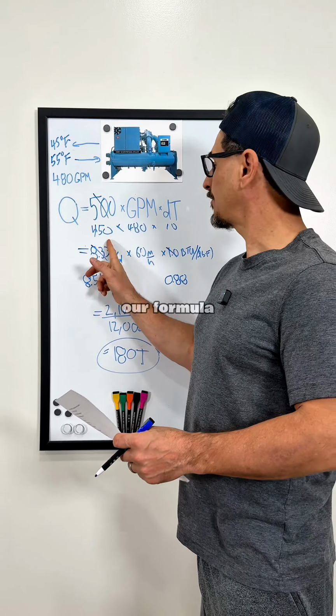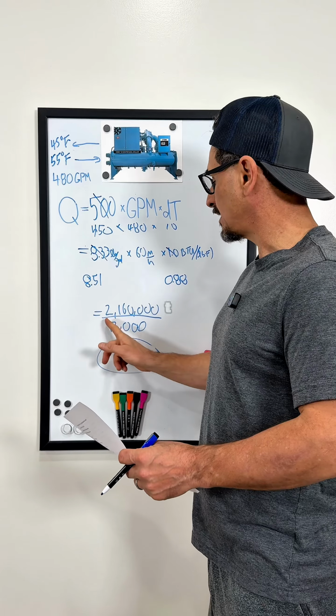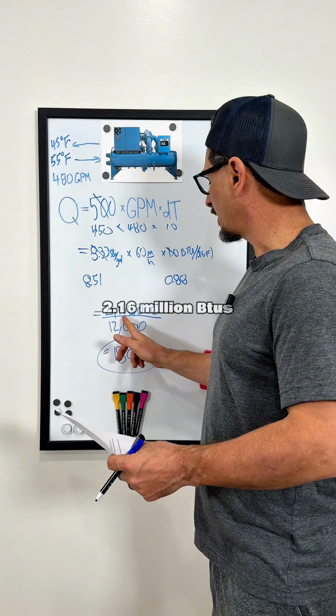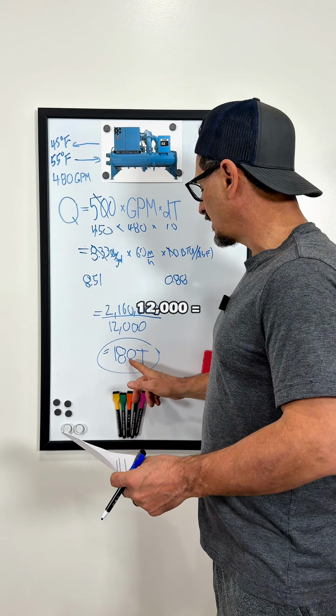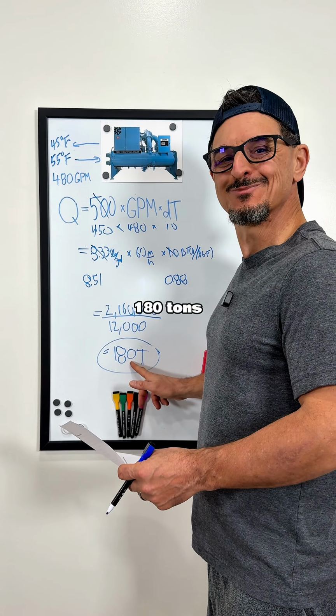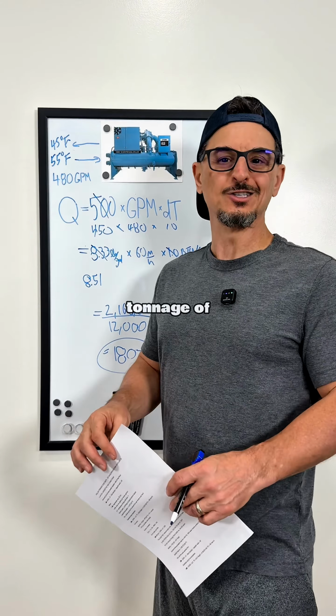Okay, if we go back to our formula, it's 450 now times 480 times 10 degree delta T, which equals 2,160,000 BTUs per hour, divided by 12,000 equals 180 tons. And as we would expect, adding glycol to the system does derate the tonnage of the chiller.